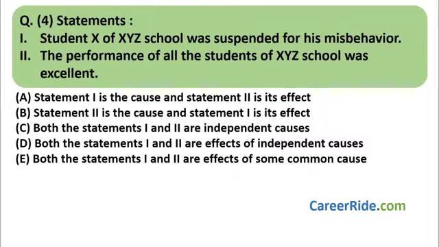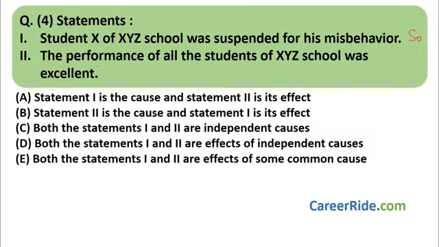Question number 4. Student X of XYZ school was suspended for his misbehavior. Second sentence is the performance of all the students of XYZ school was excellent. Now over here let's try the word so or therefore. Student X of XYZ school was suspended for his misbehavior, so the performance of all students of XYZ school was excellent. No, this does not make sense.